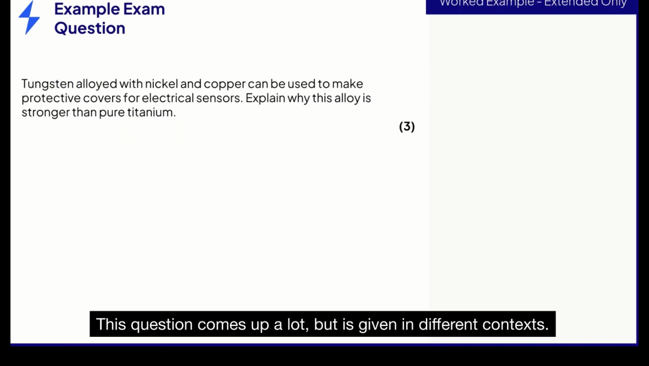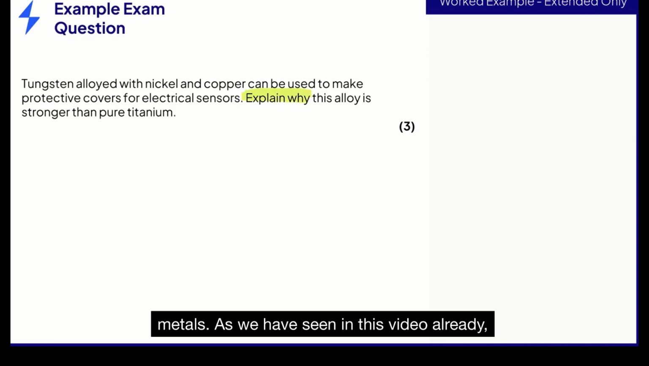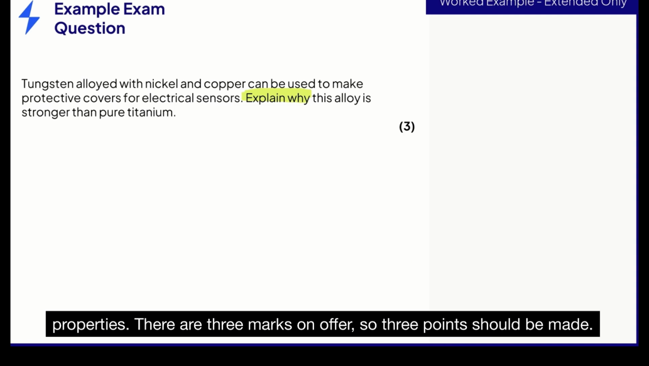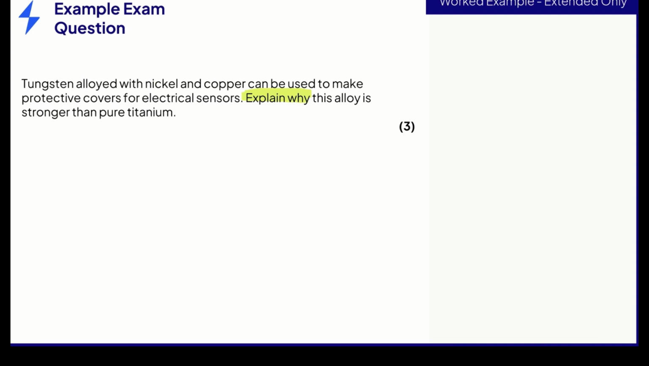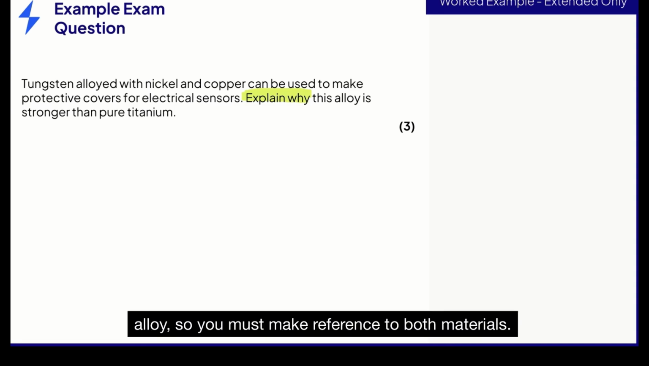This question comes up a lot, but is given in different contexts. The main point being asked about is why alloys are stronger than pure metals. As we have seen in this video already, we know that the structures are different, and this has an impact on their properties. There are 3 marks on offer, so 3 points should be made.